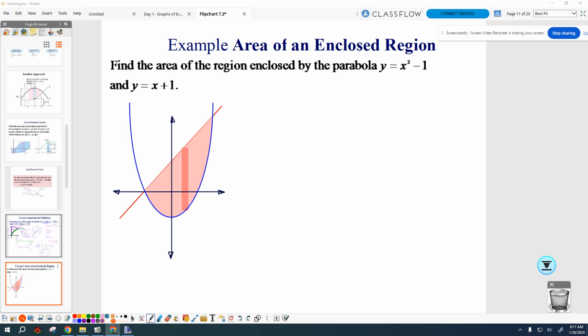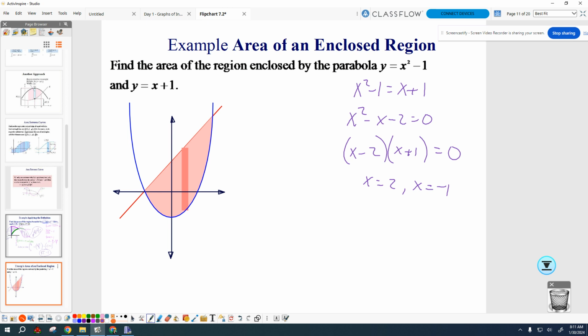Okay, Camden, how do I find where the crossing points are? Set them equal to each other. Or you just solve. Okay, how does it factor? x minus 2 is plus 1, so x equals 2. Okay, and that looks reasonable.